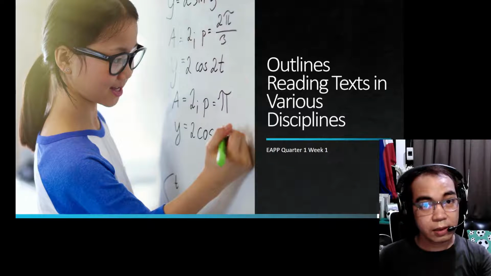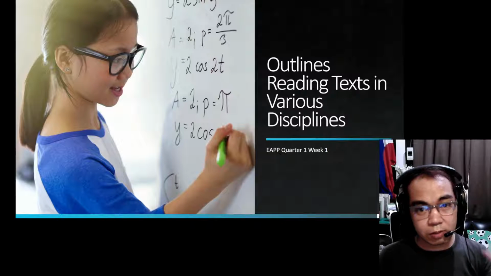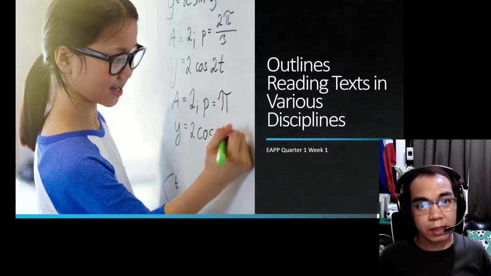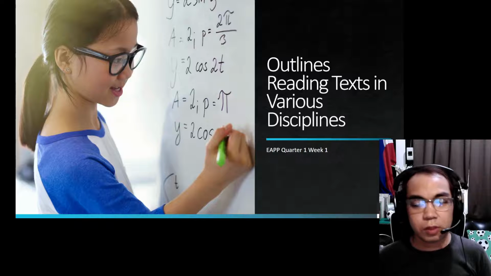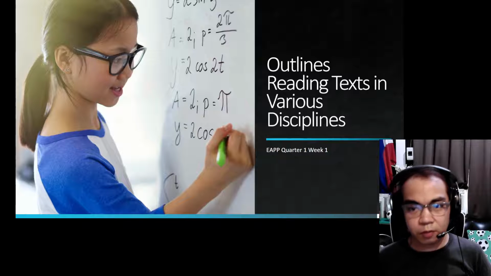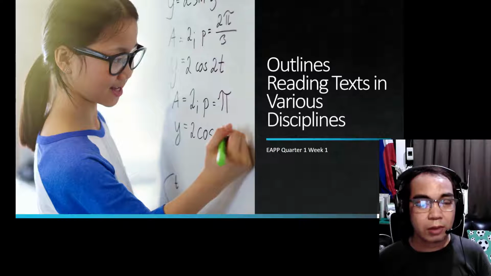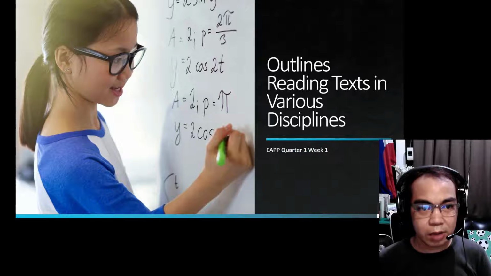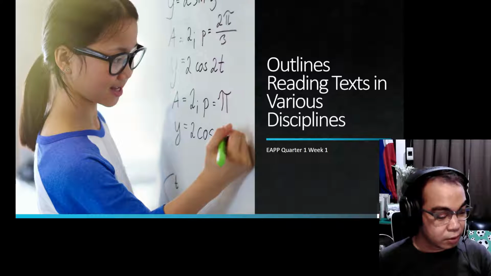So this is now our fourth week of video run through for our EAPP or English for Academic and Professional Purposes subject. So our focus for the fourth week of our EAPP, this is supposed to be week number 4, is on the outlining of reading text in various disciplines. So we are going to look into what outline is and how to do properly our outlines of different academic texts from various or different disciplines or subjects.